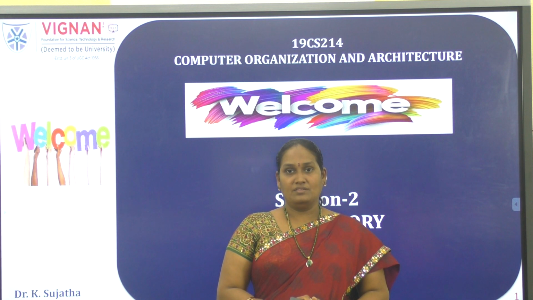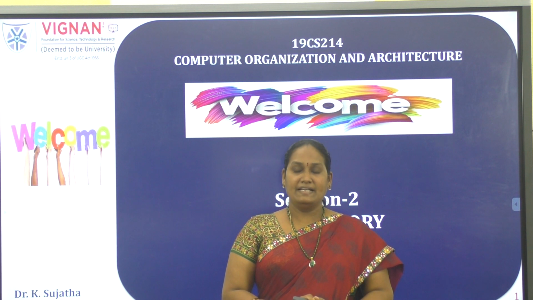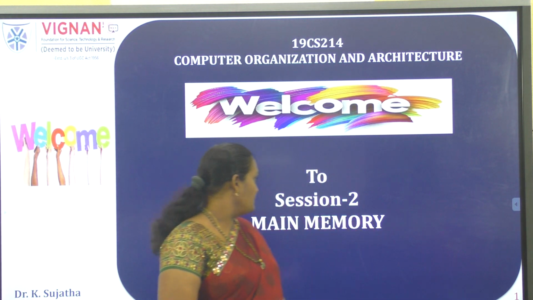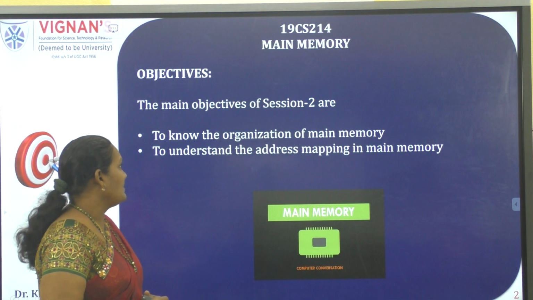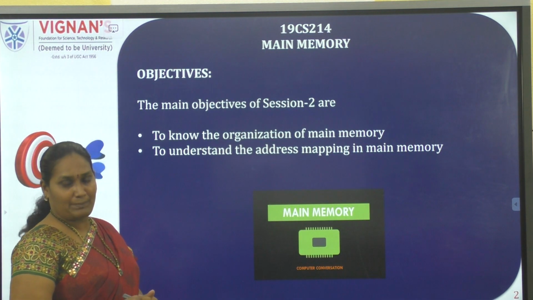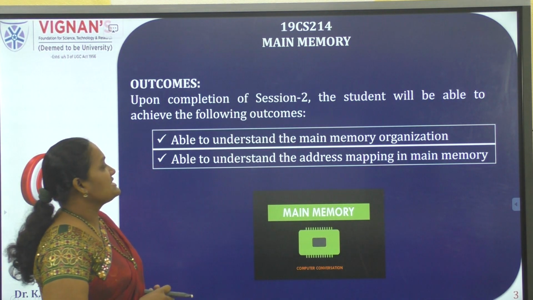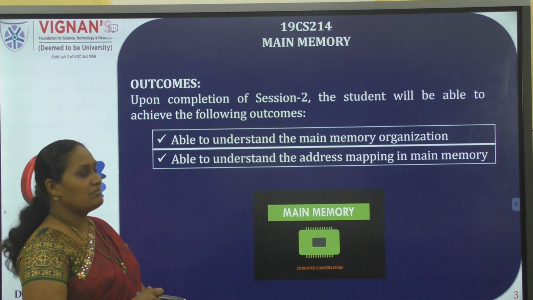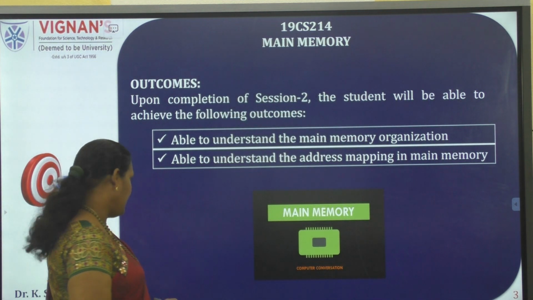In our previous session, we discussed various types of memory and their hierarchy in terms of various factors. In this session, we are going to know the details of main memory. The main objectives of this session are to know the organization of main memory and to understand the address mapping in main memory. By following this session, the student will be able to understand the main memory organization and the address mapping in main memory.